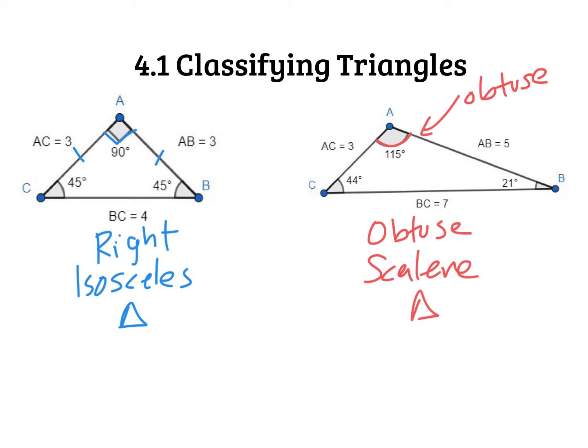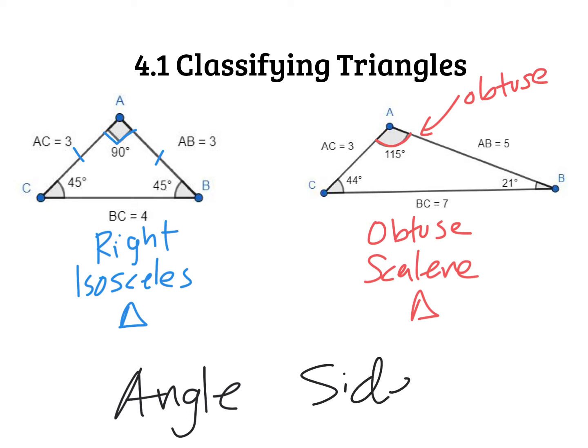Right? As I said, ideally we would know both sets of information. Sometimes you just know the angles, sometimes you just know the sides. If you know both, even better. You can give it like a first and last name. And I would always start with the angle measure, followed by the side measure. And that's going to be the name of the triangle. So right isosceles or obtuse scalene triangle.